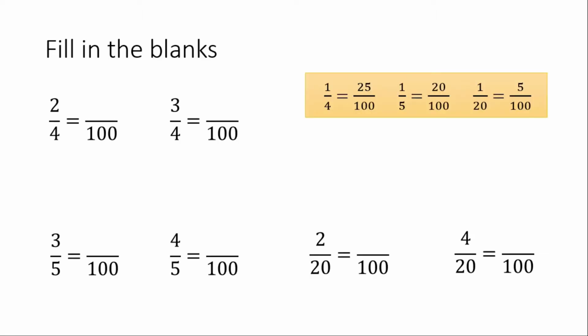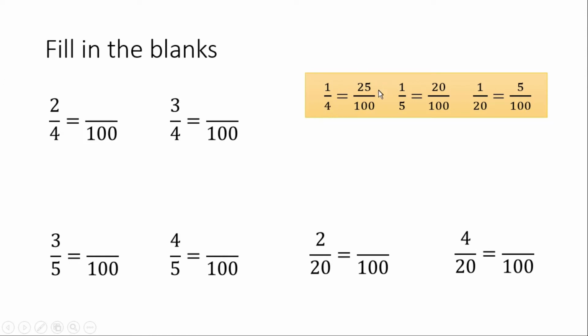Let's see if you can do it now. I've given you some fractions with denominators of 4, 5, or 20. And all you need to do is find the equivalent fraction that has a denominator of 100. And you can do that, again, by skip counting by the numerator. I've given you a cheat sheet here so you know what the numerator is.